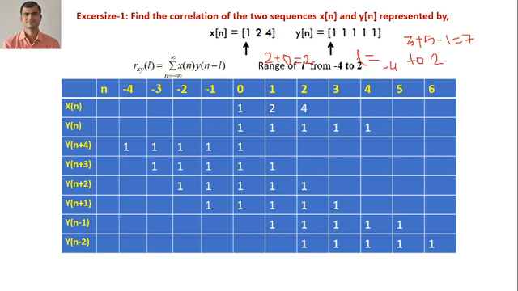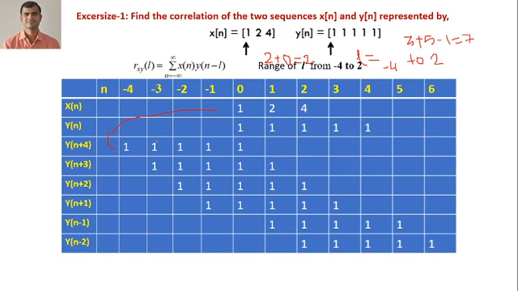When L is equal to 0, the equation is the same as y of n. When I put n equal to 1, n minus 1 is equal to 0, so the equation is going to vary from 1 to 5, and for 2 it is going to vary from 2 to 6. Then you multiply. See here, x of n is going to multiply with this equation.